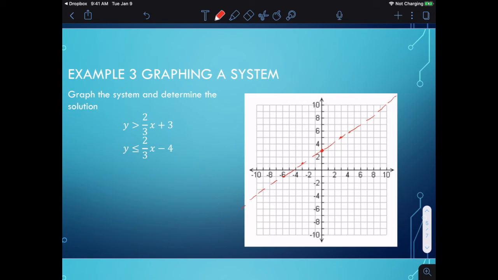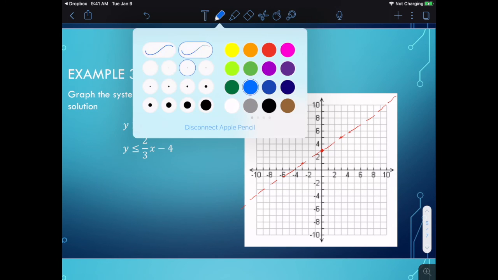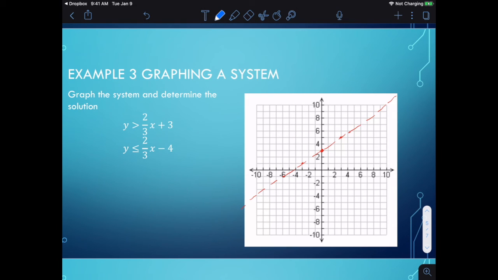And the other one is going to be y is less than or equal to 2/3 x minus 4. So we'll do that in blue. And we're going to go down to negative 4 and put a dot there. And we're going to go, same thing, up 2 over 3, and up 2 over 3. And it looks like we're going to have a line that goes through like that. And it's a solid line because this one is less than or equal to.